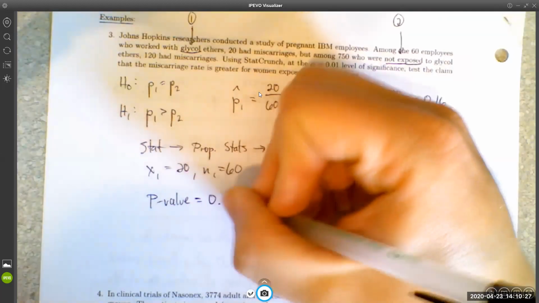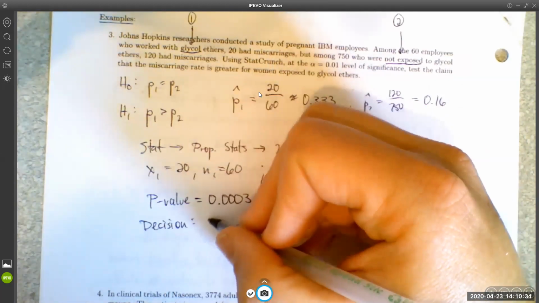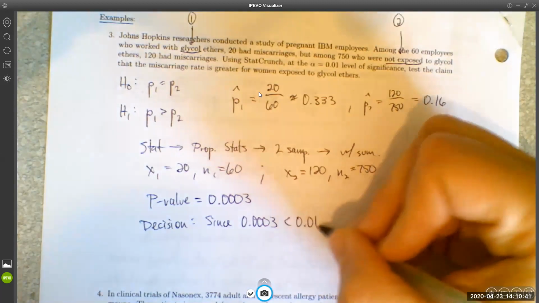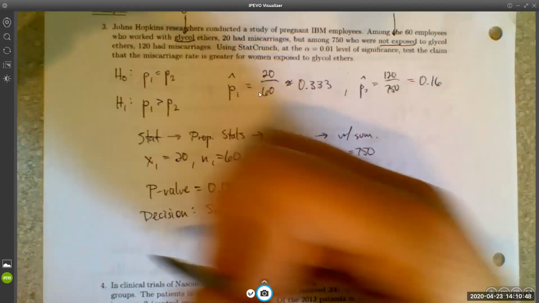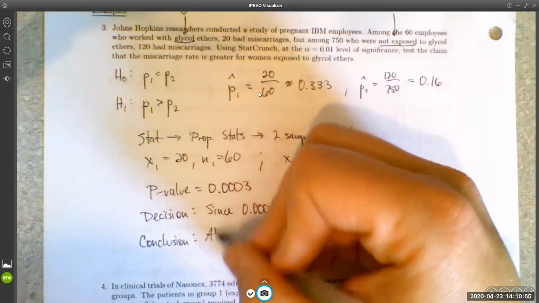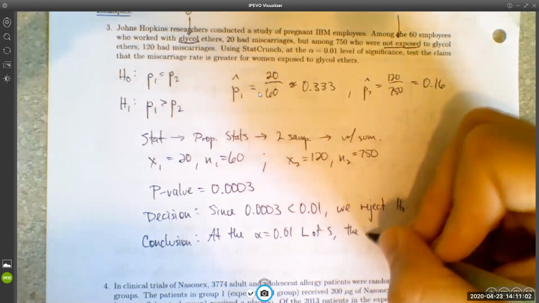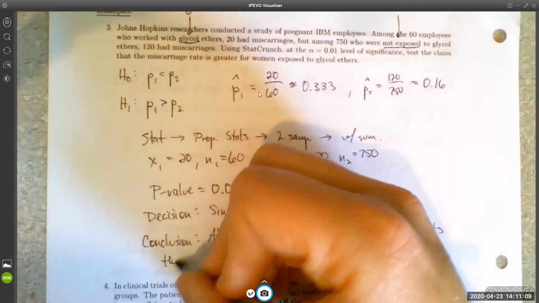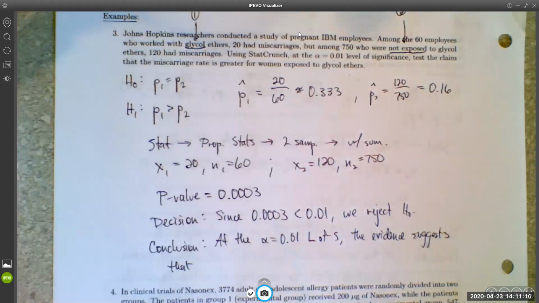So our p-value is 0.0003. Our decision is reject. We'll say since 0.0003 is less than 0.01, we reject the null hypothesis. So in conclusion, then we'd say at the 0.01 level of significance, the evidence suggests that the miscarriage rate is greater for women exposed to glycol ethers.